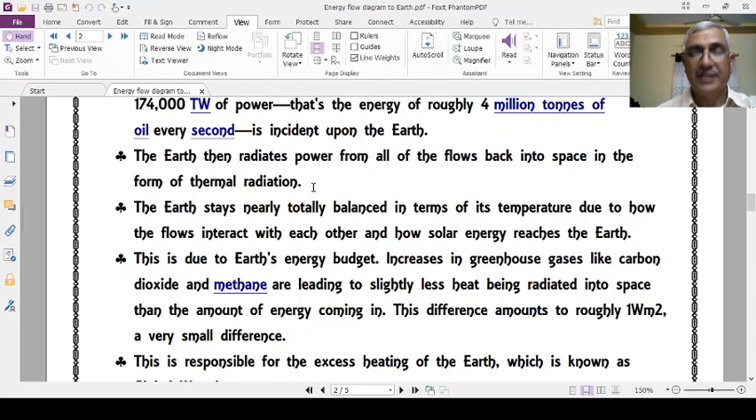Incoming radiation is electromagnetic radiation, mostly in the form of visible and infrared rays with a slight ultraviolet component. Outgoing radiation from the Earth is thermal radiation. One is electromagnetic radiation, the other one is thermal radiation. Incoming is electromagnetic radiation, outgoing is thermal radiation.